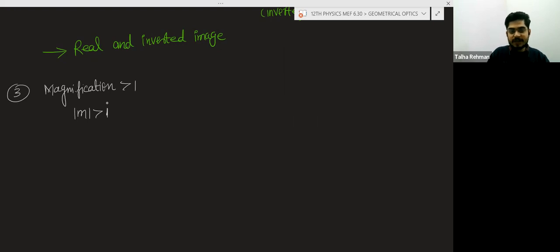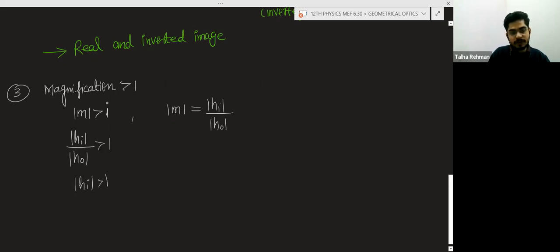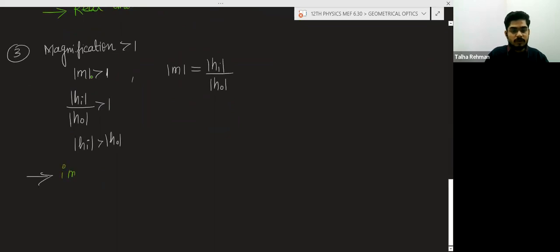Mod of magnification greater than 1 means, how can I write mod of magnification? Mod of height of image divided by mod of height of object, greater than 1. So you can say that height of image is greater than height of object. If height of image is greater than height of object, it means the image is magnified.